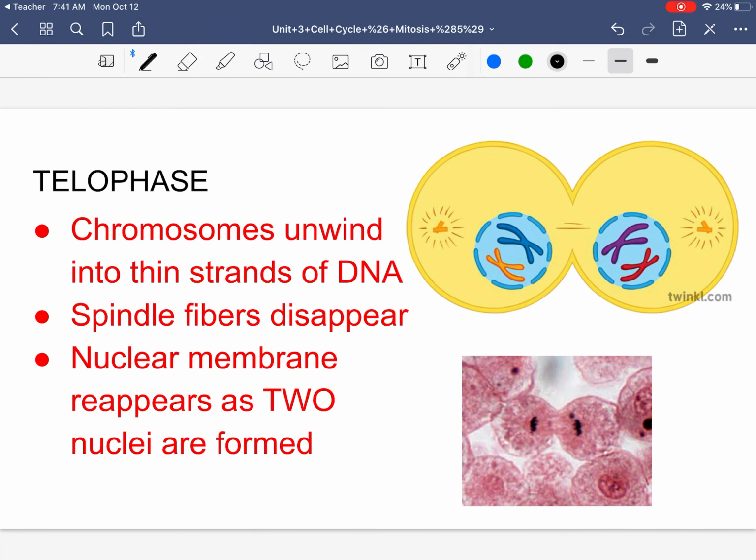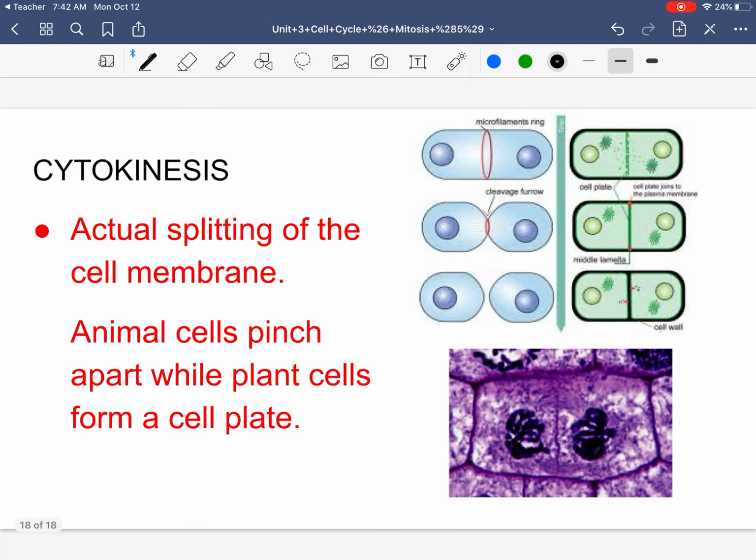Telophase is basically where everything is going to start reforming. So your chromosomes are going to unwind and not be as tight. Your nucleus is going to start to form again, and you should see that you have 2 nuclei. You still have 1 cell, 2 nuclei. Okay? Cytokinesis is where it's actually going to split.